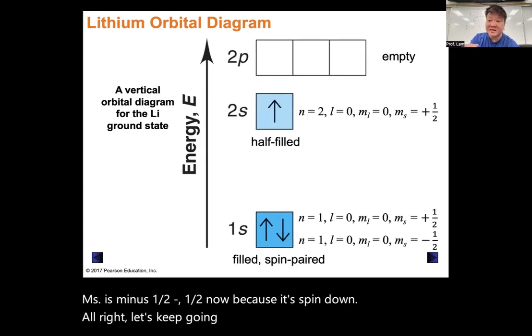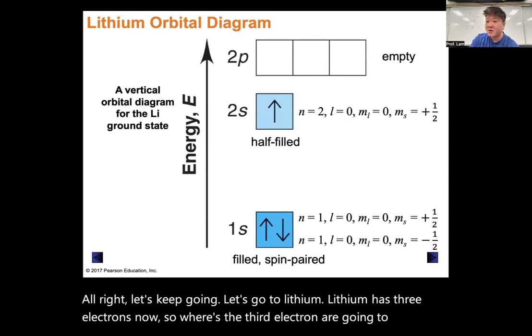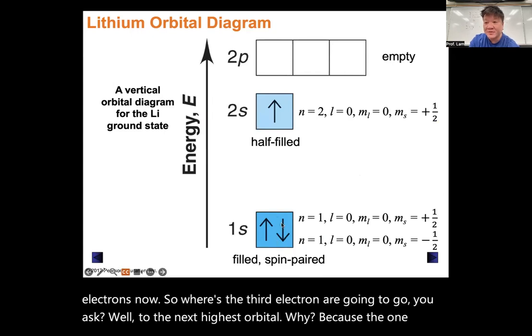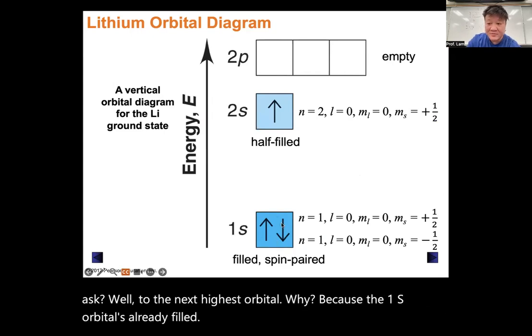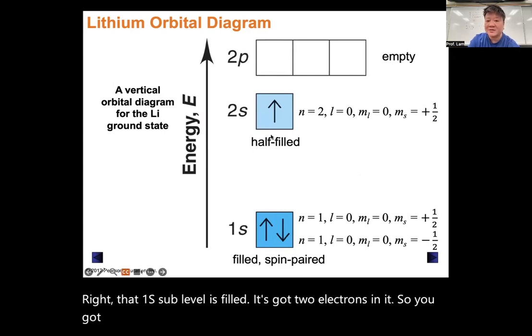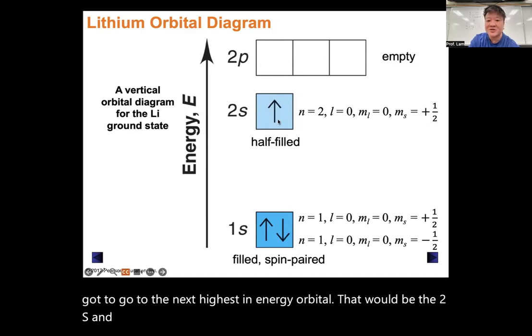Let's go to lithium. Lithium has 3 electrons now. So where's the third electron going to go, you ask? Well, to the next highest orbital. Why? Because the 1s orbital is already filled, right? The 1s sublevel is filled. It's got 2 electrons in it. So you've got to go to the next highest in energy orbital. That would be the 2s. And you'll put lithium's third electron in there, okay?